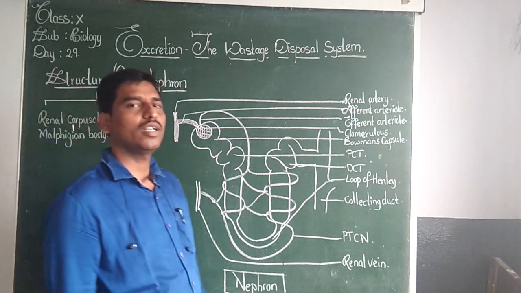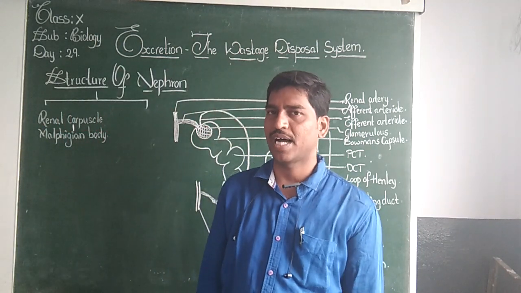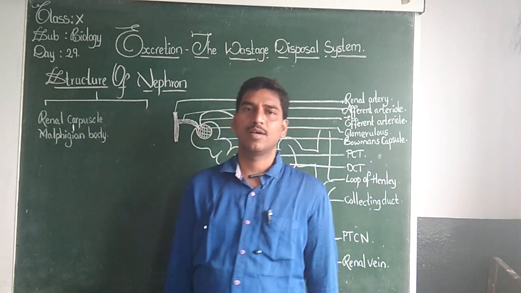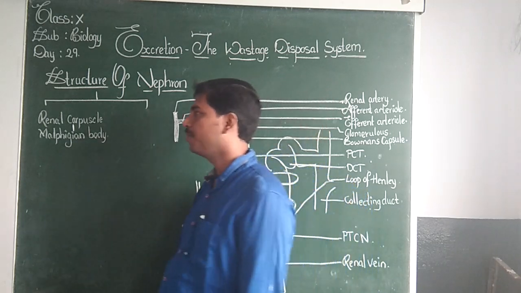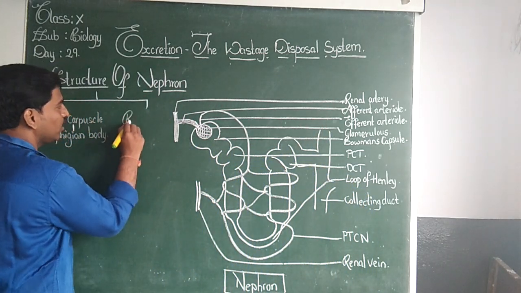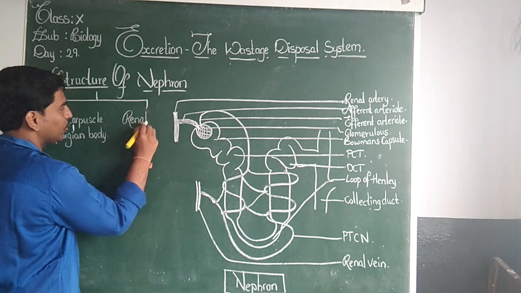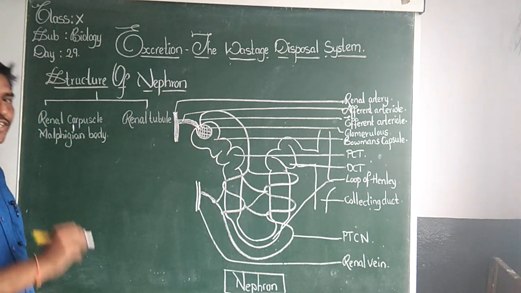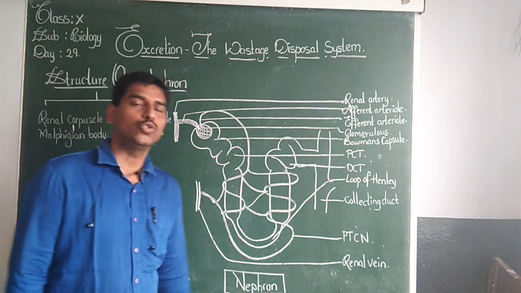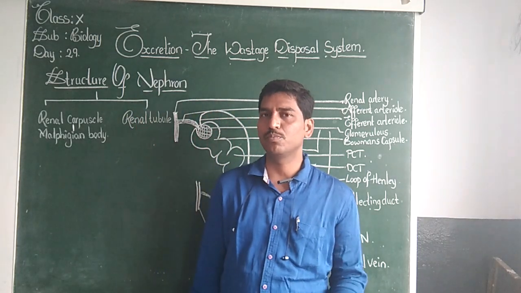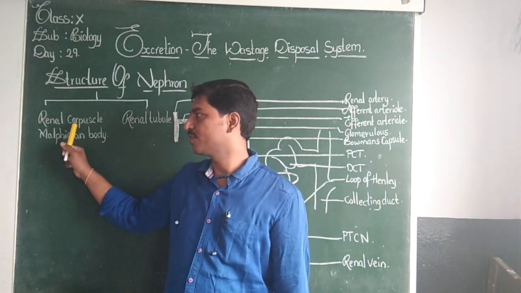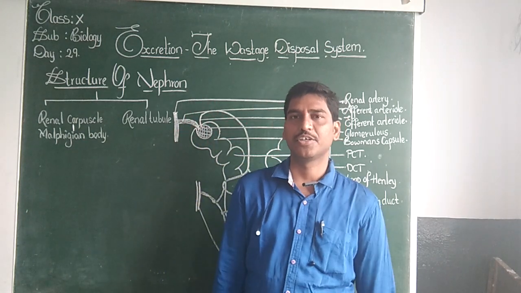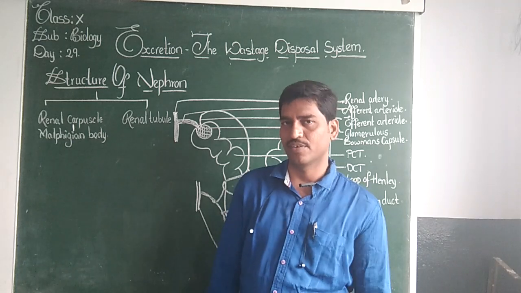So this nephron consists of two main parts. The first part is the renal corpuscle, or otherwise we call it the Malpighian body. Coming to the second part, we call it the renal tubule. Tubule means it is a tube, right? So what are the two parts of the nephron? The two main parts of the nephron are the renal corpuscle, otherwise called the Malpighian body, and the second one is the renal tubule.